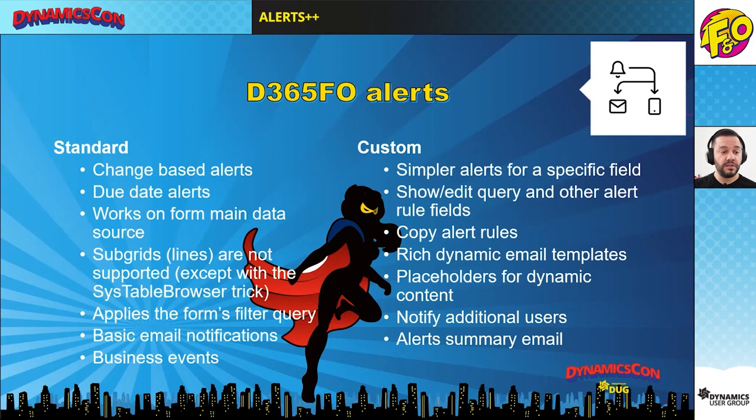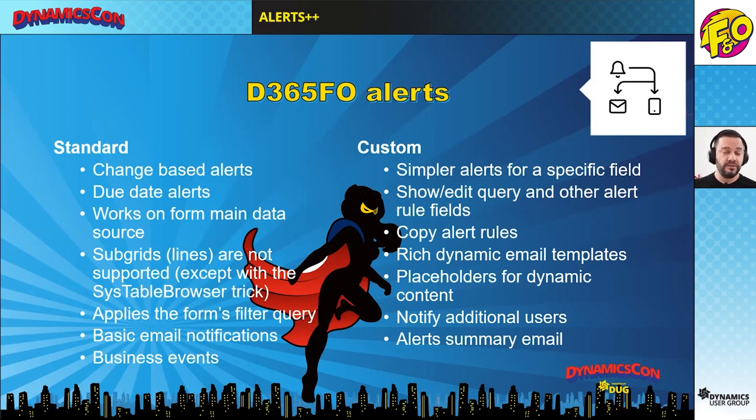So we took this as an opportunity to improve this feature and add some twist to it. Let's have a look at the standard features of the alerts in D365. There are two types of alerts that we can define. The first type is change-based alerts, which can be defined on a field, or on the creation of new records or deleted records. The second type is due date alerts, which can be defined in a specific time frame or when a date is past or near due.